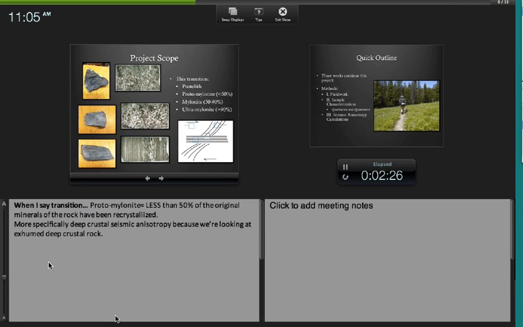So when I talk about a transition, and I use the words protolith and ultramylonite, a protolith just means that the rock is undeformed, and a protomylonite is where less than 50% of the original minerals have recrystallized. And then in the final stages, you get an ultramylonite, where a majority of the minerals have recrystallized and reoriented themselves.